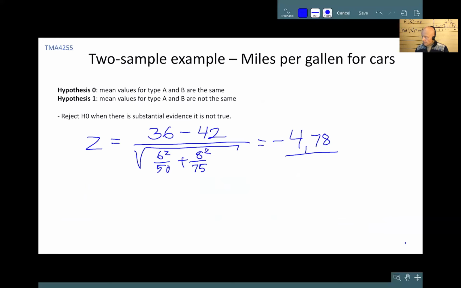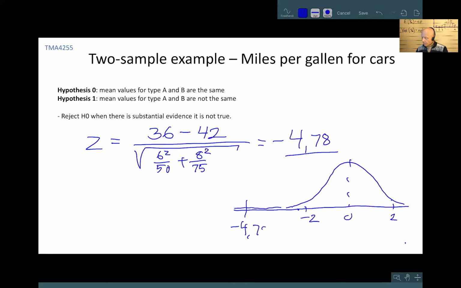And is this far out in the tail? I said that most of the probability mass for the Gaussian is between minus 2 and 2. So this would be way down here. And how likely is it to get such a small value, or a smaller value for that matter? So how likely is it that we get something way down here, as small as minus 4.78 or smaller? And this is what we call the p-value of the hypothesis test.